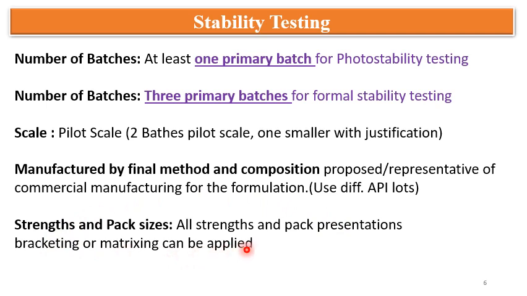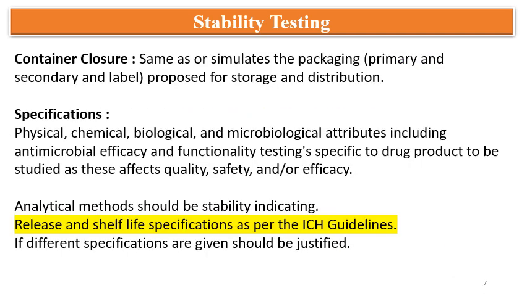Bracketing and matrixing can be applied. So bracketing and matrixing designs and principles are used to reduce the stability samples mainly. So bracketing and matrixing can be applied, and justification is required to be provided.